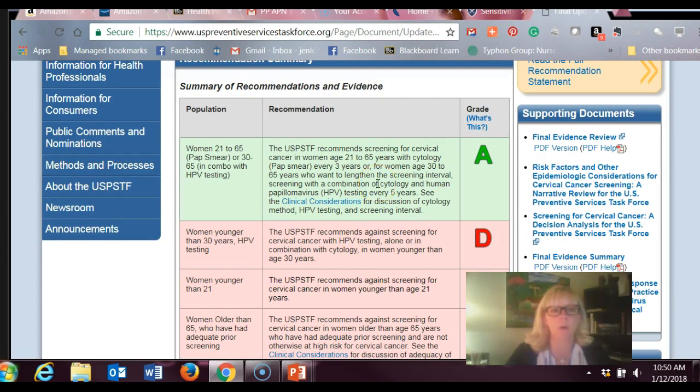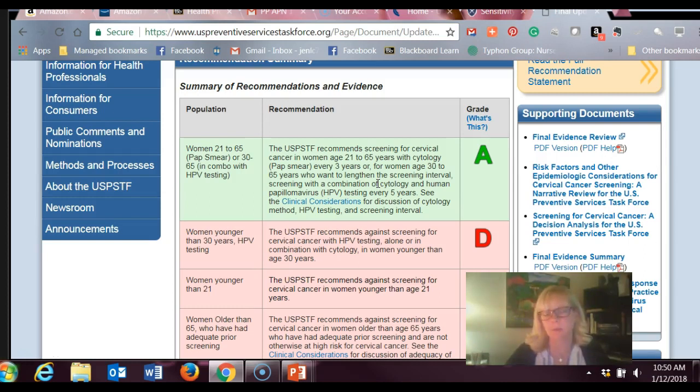Anyone ages 21 to 65 or 30 to 65, you get combo HPV. So if you're 21 to 65, it recommends screening for cytology every 3 years. But if you're between ages of 30 and 65, you can do co-testing. So that means you check for HPV plus the cervical cytology. And then they can go every 5 years.